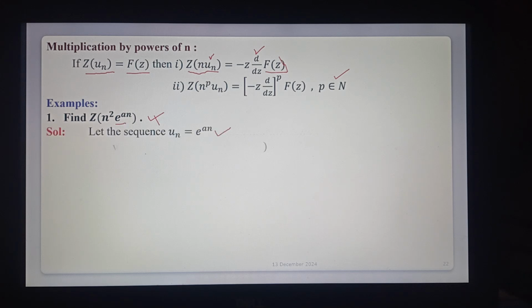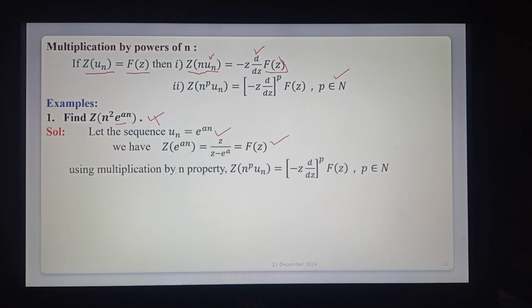So first we have to find the z transform of e power an, which is already found: z by z minus e power a, where a is equal to e power a. So this is f of z. By using the multiplication by n property, the z transform of n power p into un is equal to minus z d by dz power p of f of z. Here p is equal to how much?